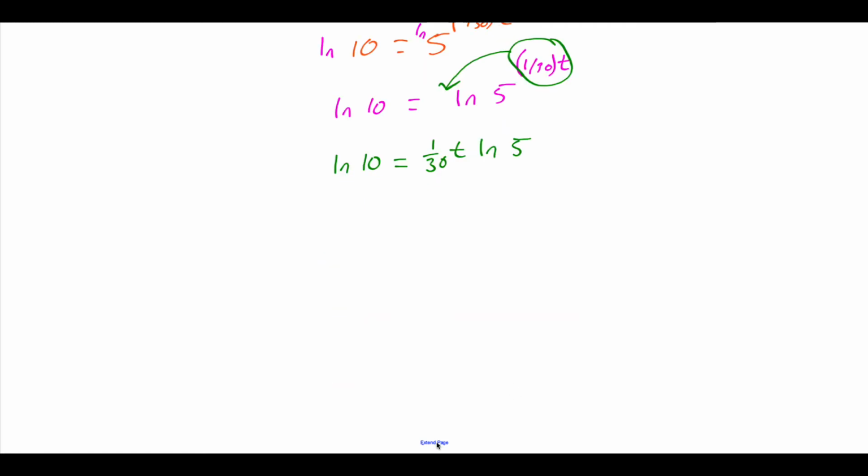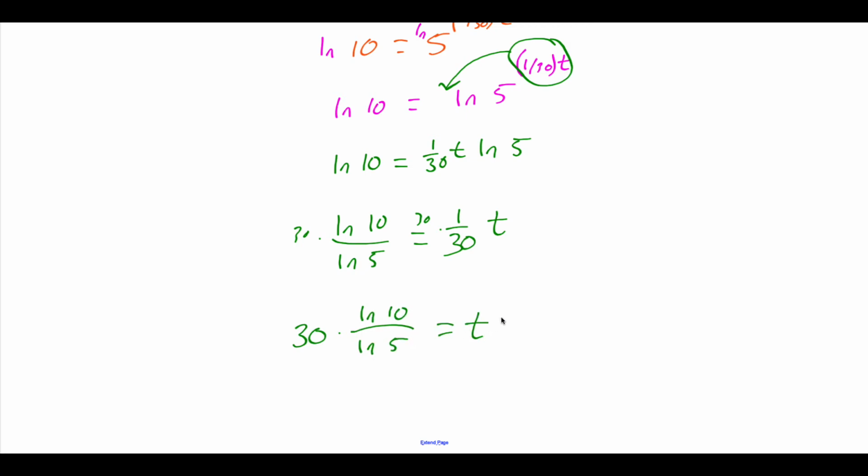Now our goal is to isolate t, so the first thing I'm going to do is divide that natural log of 5 over to the left-hand side. So this will say the natural log of 10 divided by the natural log of 5 is equal to 1/30 times t. Now to get rid of that 1/30, I'm going to multiply both sides by 30. So then this will say 30 times the natural log of 10 divided by the natural log of 5 is equal to our t value.